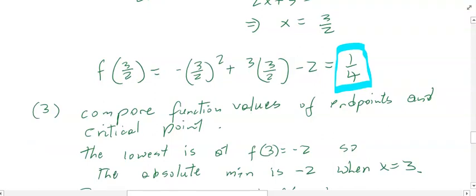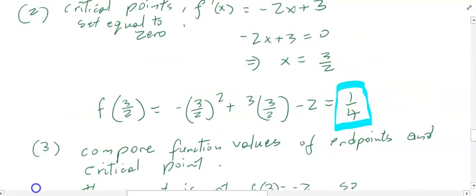So the absolute minimum is -2, or y equals -2, or we say f of x equals -2 when x equals 3. So we can write it is -2 when x equals 3, or we can say the absolute minimum f of x equals -2 when x equals 3, or you want to say y equals -2 when x equals 3. That's fine. So the absolute minimum value is -2 when x equals 3.